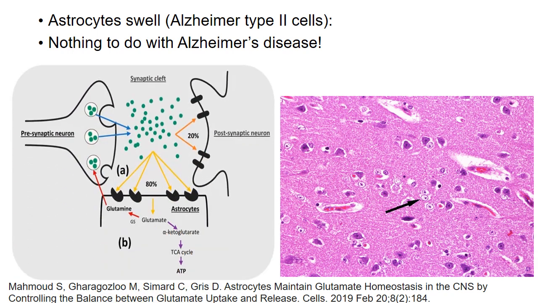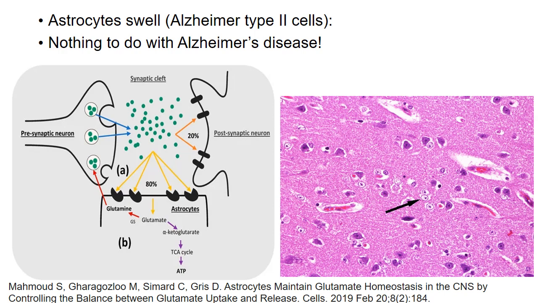Now, how does this happen? It's been noted that the presynaptic neurons typically release glutamate, which is the excitatory neurotransmitter. However, not all the glutamate binds to the postsynaptic neuron. Rather, only 20% binds to the postsynaptic neuron. What about the 80% then? It is this 80% glutamate which binds to the glutamate receptors which are typically present in the astrocytes.